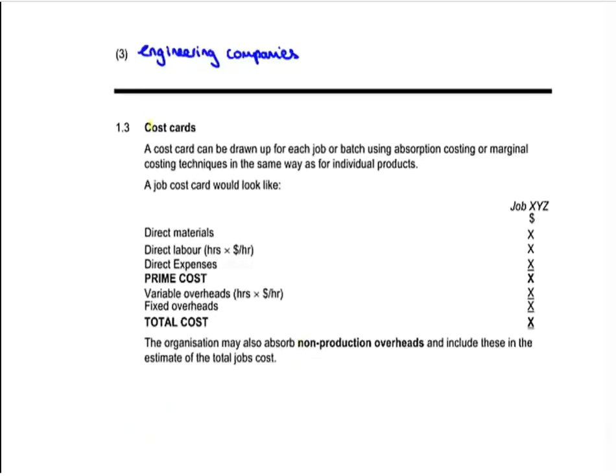The process for this then involves a cost card being drawn up for each job or the batch using either absorption costing or marginal costing principles. And the card for a job, a cost card for the job would look like this. It would have the job name, and as before we'd have all of the prime costs, so all of the costs that are directly attributable to the job, and then we'd have any overhead costs to give the total costs. Depending on the organisation's policies, non-production overheads might also be included when estimates of the cost of the job are produced.